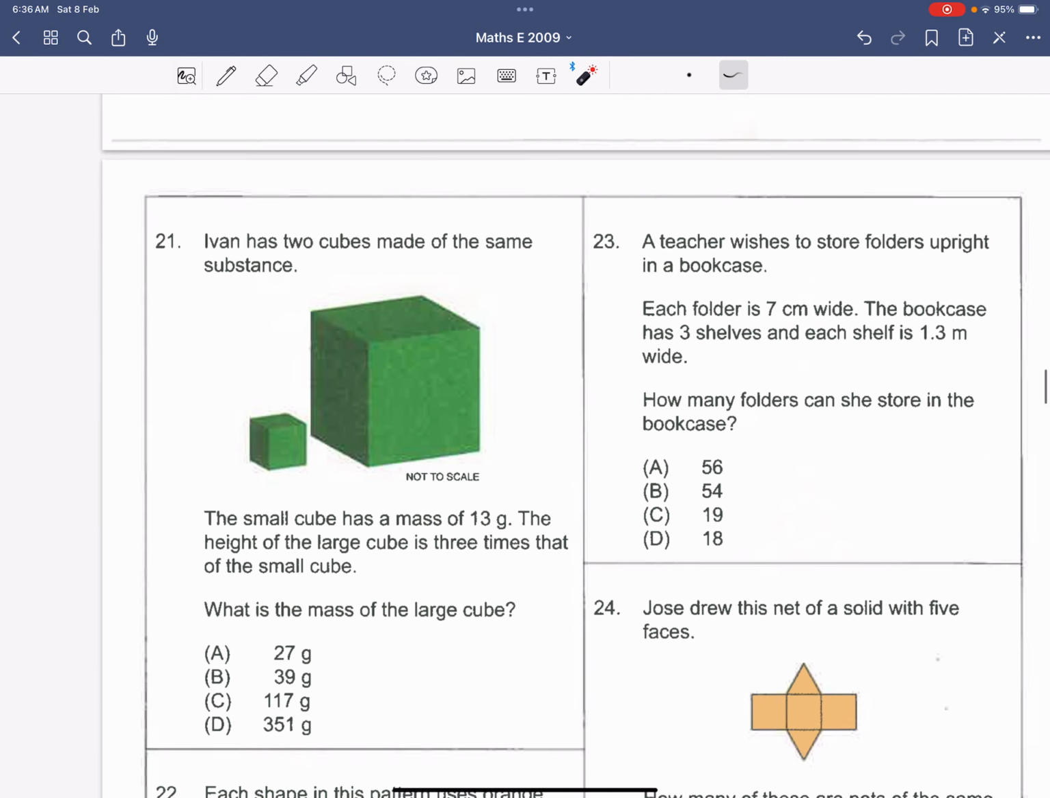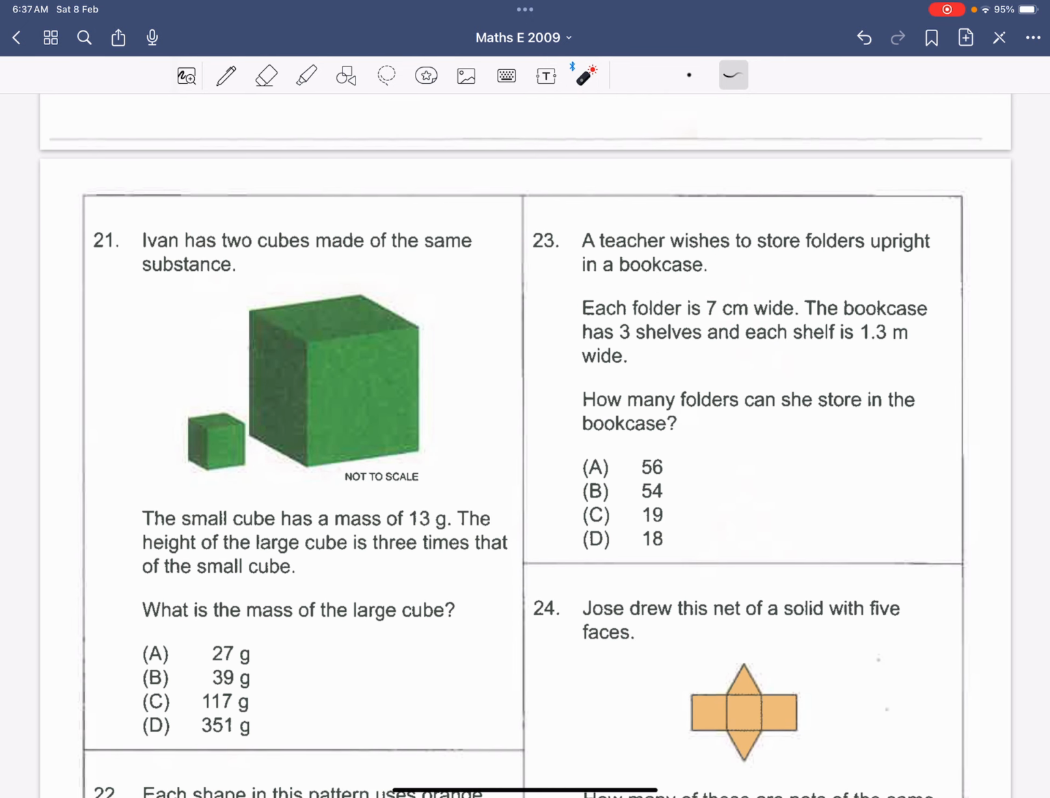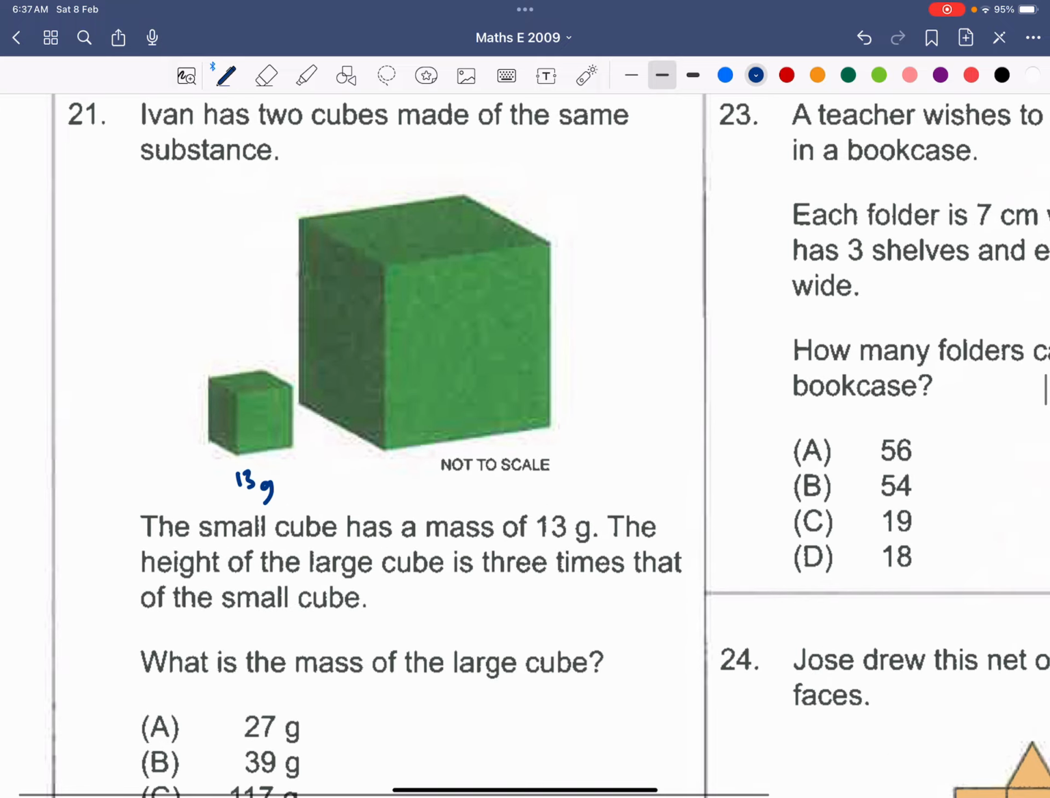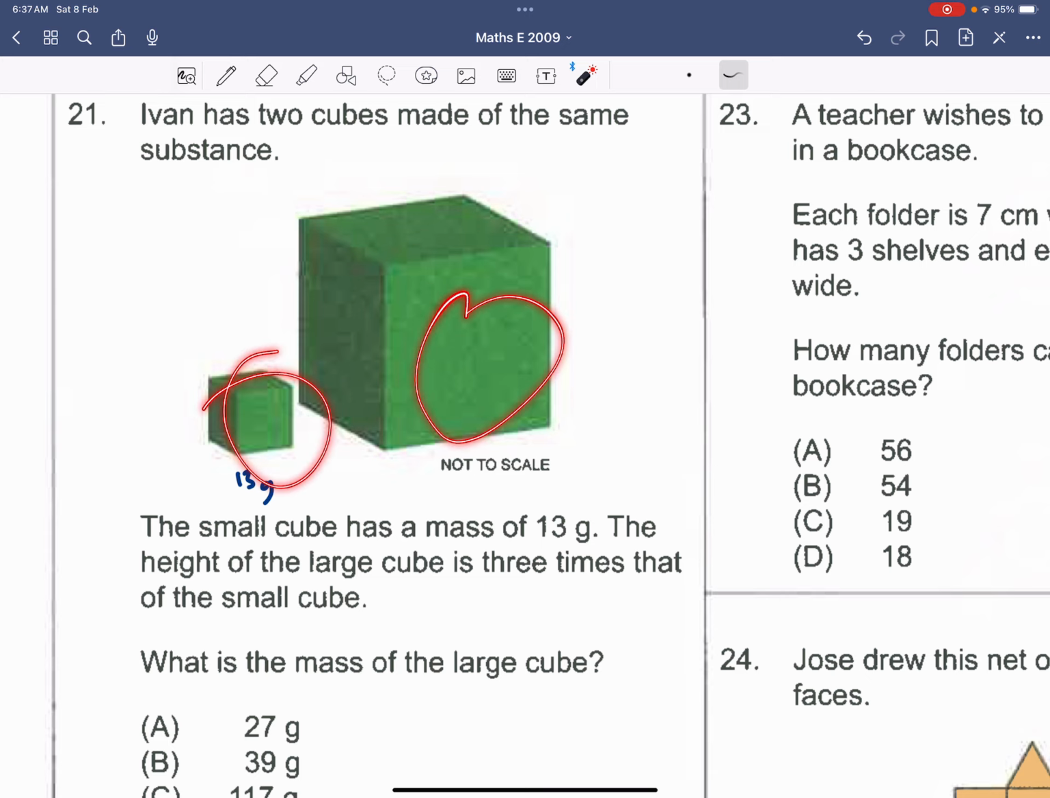All right. Ivan has got 2 cubes made of the same substance. The small cube has a mass of 13 grams. All right, the height of the large cube is 3 times the small cube. What is the mass of the large cube? So this, guys, has got 3 times the dimensions of this. It says the height is 3 times as much, and because it's a cube, all the sides are the same. So if this one, the sides are x, x, and x, then this one would be 3x, 3x, 3x, okay? Because it's a cube. What's the mass of the large cube?